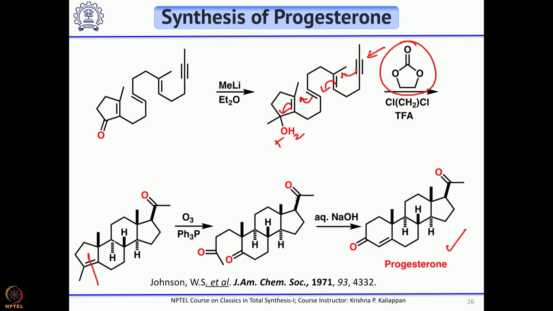So here the advantage of this method is that it just follows nature, where you can carry out the polyene cyclization under acidic condition, followed by ozonolysis and aldol reaction, and one can get progesterone. So this is one of the classical syntheses of one of the steroid molecules called progesterone. In subsequent lectures we will discuss more steroids and more total syntheses of steroids. Thank you.